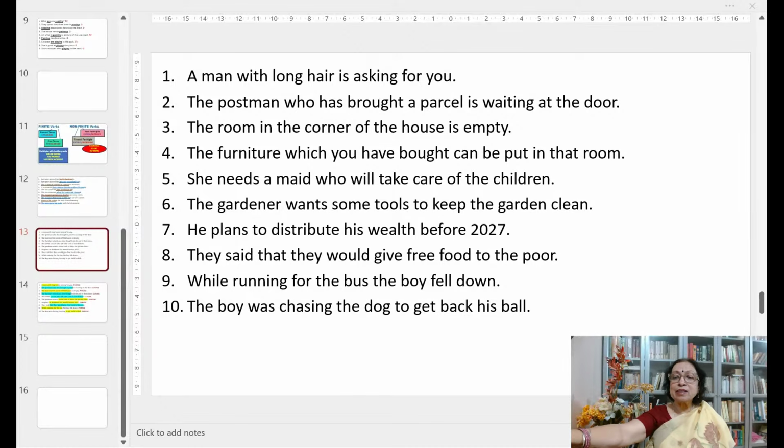They would give, that they would, if you can't say they would give only, that they would give, you have to say, then it becomes a clause. If you say they would give free food to the poor, it becomes a complete sentence. We are not looking at a complete sentence here. We are looking at an incomplete meaning. A man with long hair is a phrase. Excellent. Jagadish Pallagani. Yes, that is absolutely correct.